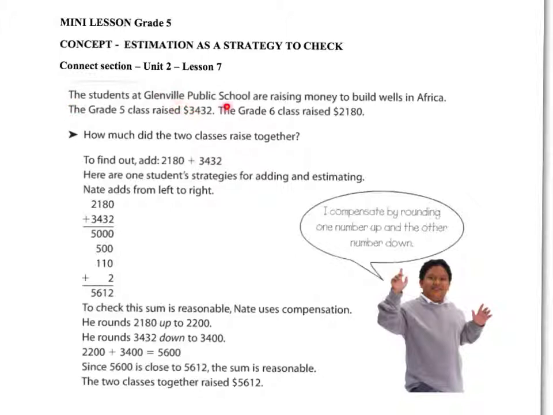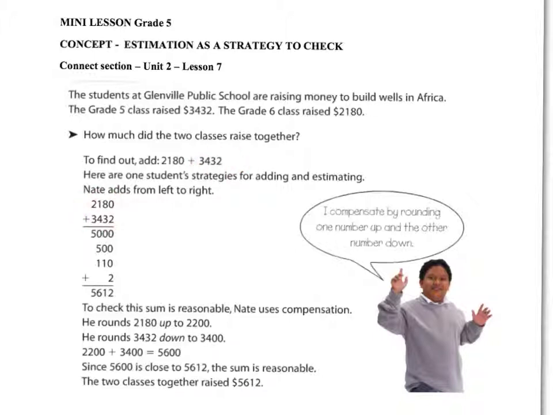The students at Glenville Public School are raising money to build wells in Africa. The grade 5 class raised $3,432. The grade 6 class raised $2,180. How much did the two classes raise together? To find that out, we need to add 2,180 and 3,432.